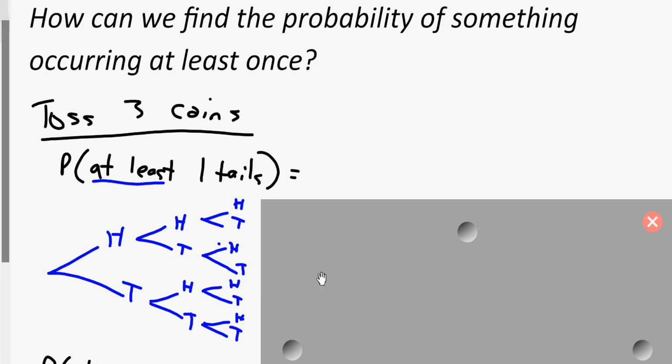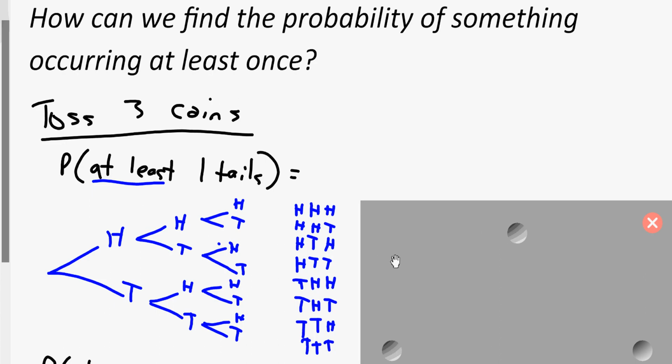Because the first one is heads or tails. After that, depending on what you got, it's still heads or tails. I've just got a tree diagram of all the combinations, and now I'm going to write all the combinations. Could be heads, heads, heads, heads, heads, tails, all the way down to tails, tails, tails. We have 8 different combos. 8's not bad, but sometimes there's going to be way more than that. So the probability of at least one tails is 7 of them. So 7 out of the 8.